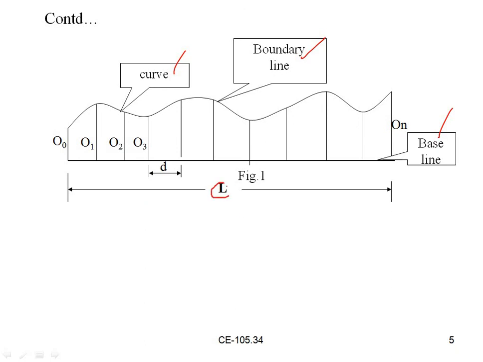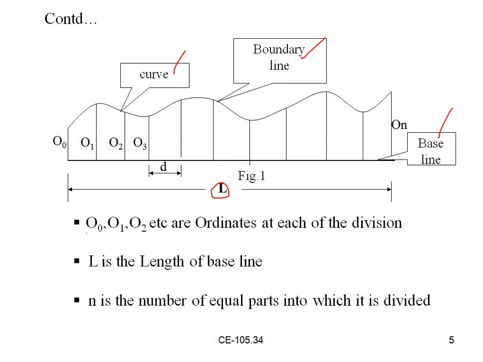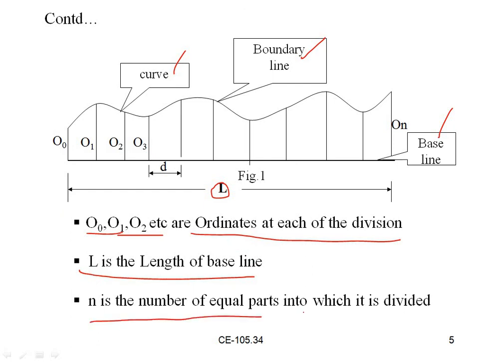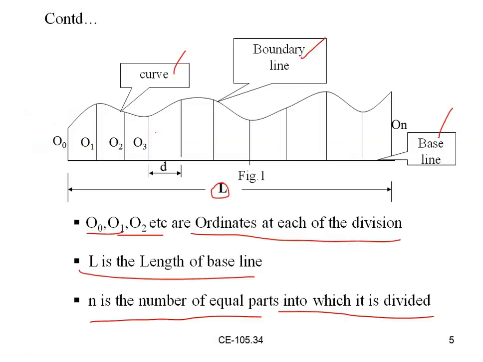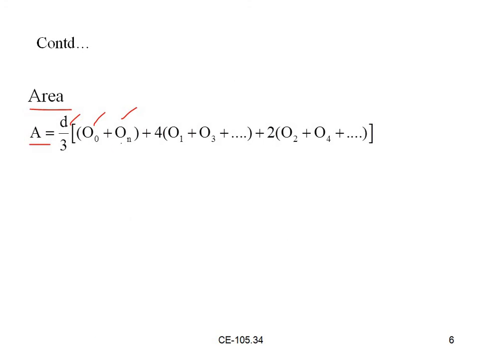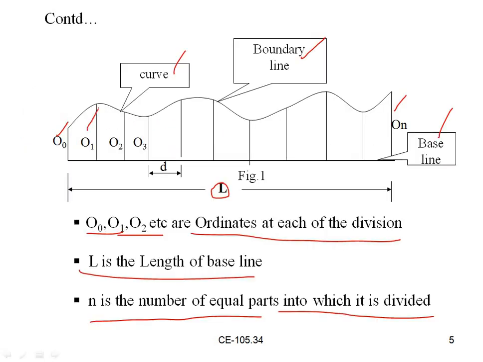And this is the length of the chain line. So O0, O1, O2, etc. are the ordinates at each of the divisions, L is the length of the baseline, and N is the number of equal parts into which it is divided. To calculate the area, this is the formula: A is equal to D by 3, where D is the interval of the offsets, into O0 plus On, that is the sum of the first ordinate plus the last ordinate, plus 4 into O1 plus O3. So here we have to take O1 plus O3.